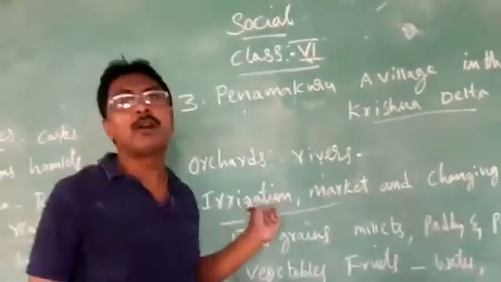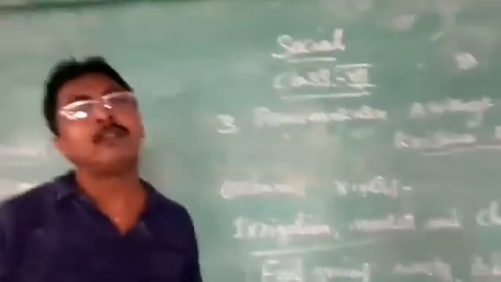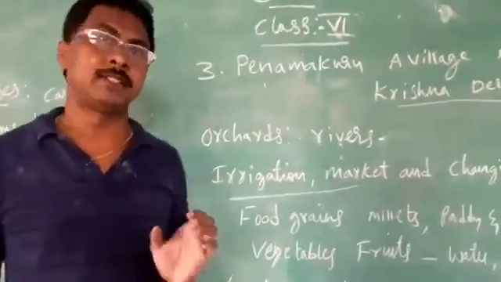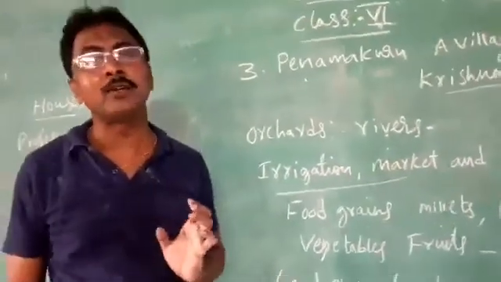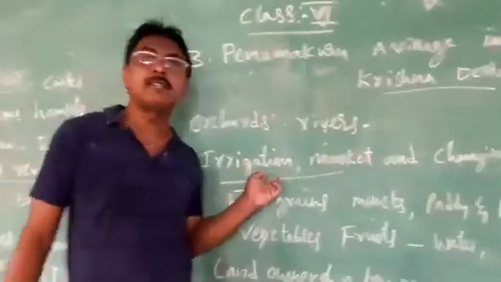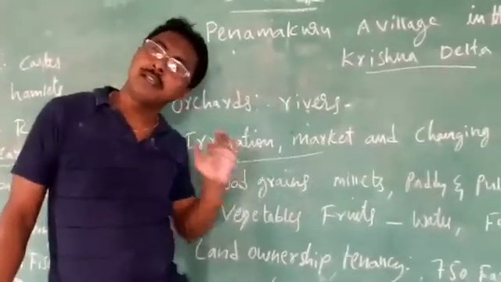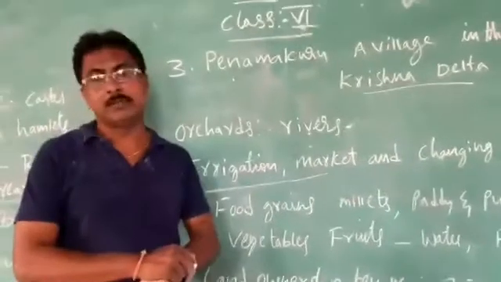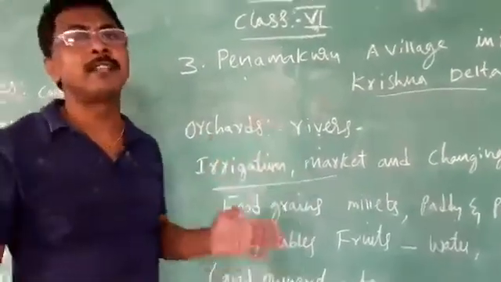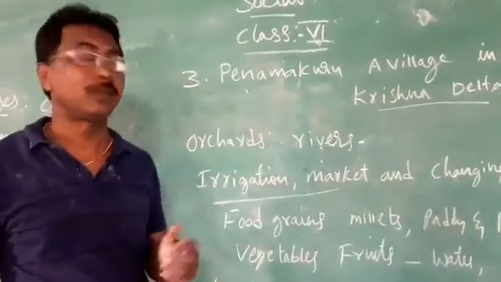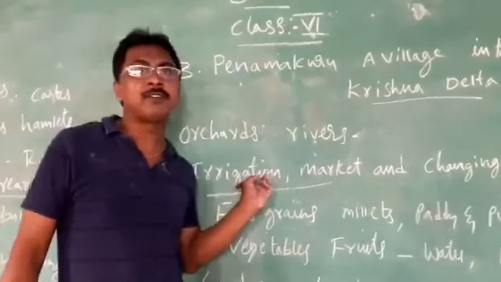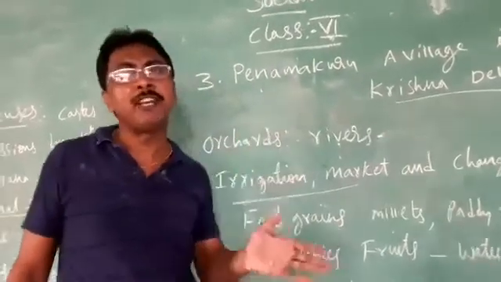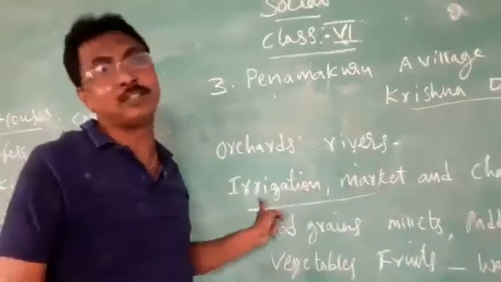Irrigation, first of all, what is the meaning of irrigation? The word irrigation is related to agriculture. It means supplying water for agriculture. Keep in your mind, supplying water to agriculture fields is called irrigation.